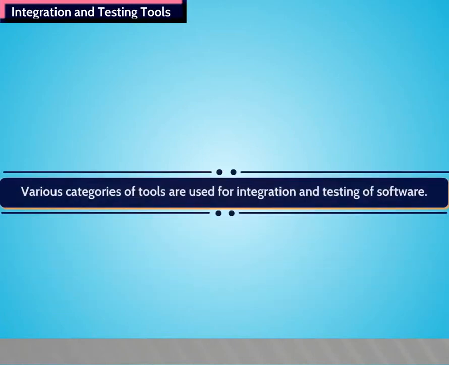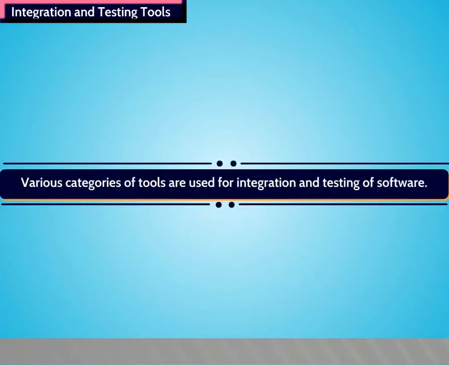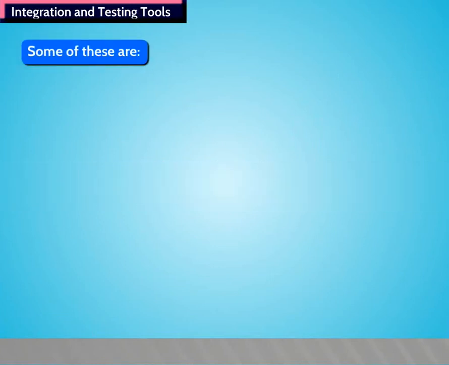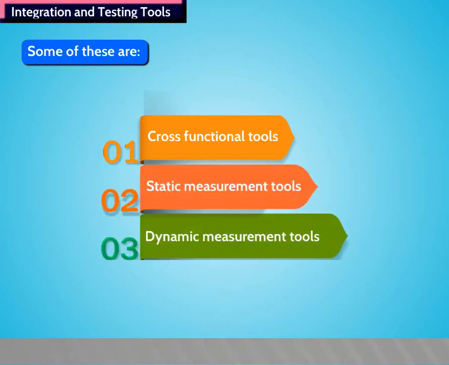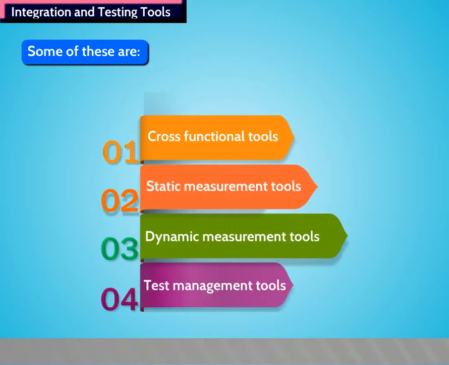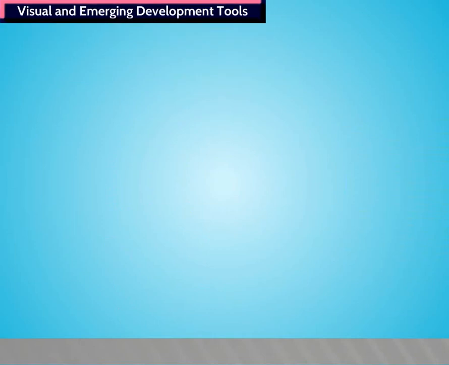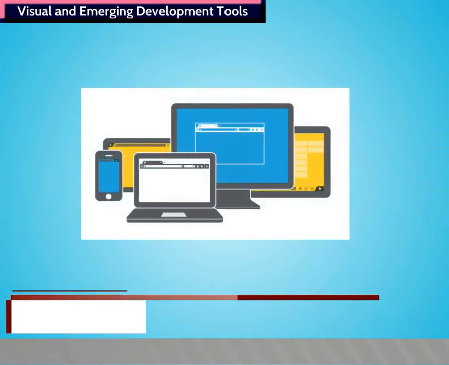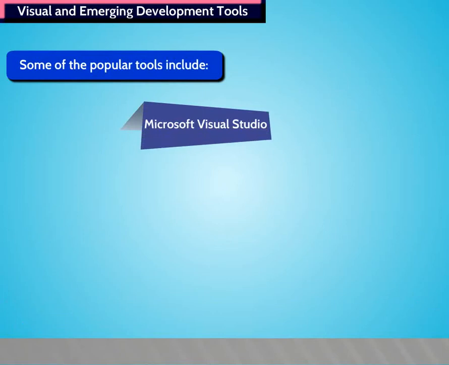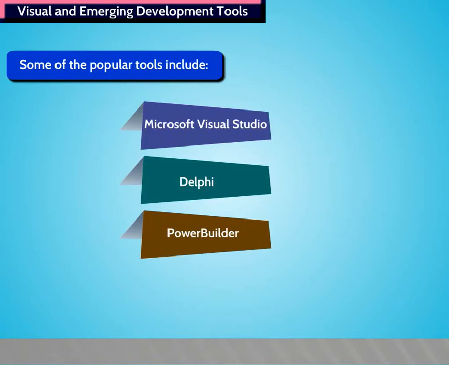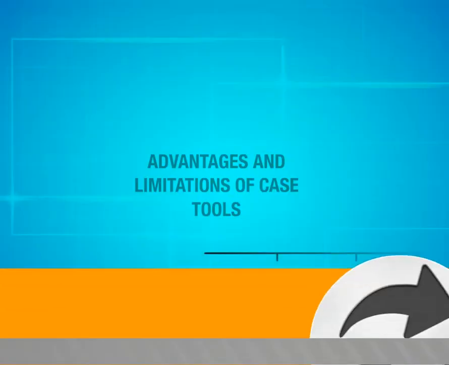Integration and testing tools. Various categories of tools are used for integration and testing of software. Some of these are cross-functional tools, static measurement tools, dynamic measurement tools, test management tools, visual and emerging development tools. Visual and emerging development tools enable developers to quickly create user interfaces. Some of the popular tools include Microsoft Visual Studio, Delphi, PowerBuilder, CodeFusion.